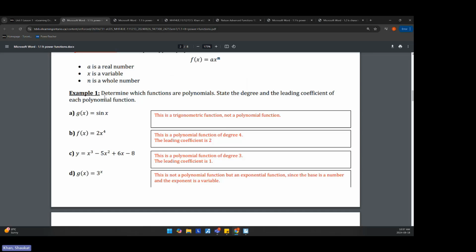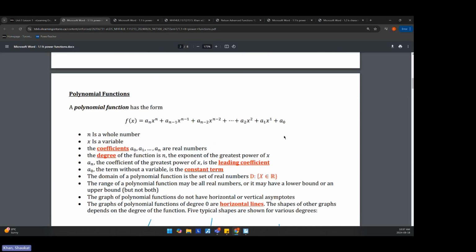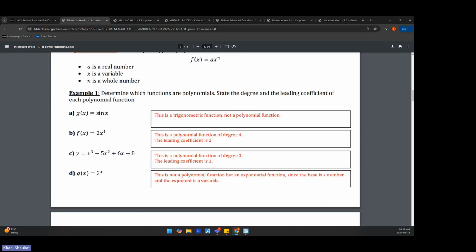Here we are going to determine which functions are polynomials, and then we're going to state the degree and leading coefficient. So y equals sine x, g of x is equal to sine x. Is that a polynomial function? Well, is that of the form like this? And it's not. You can clearly see that there's a sine there. So this is a trigonometric function. It's not a polynomial function. 2x to the power 4, this is a polynomial function. It has a degree of 4 and a leading coefficient of 2.